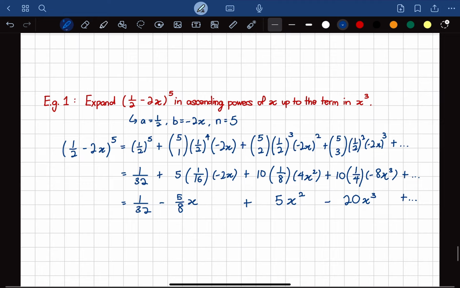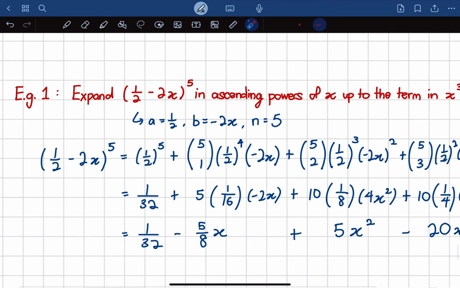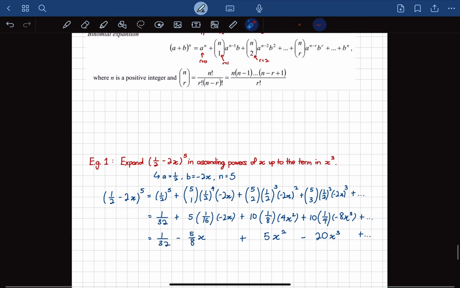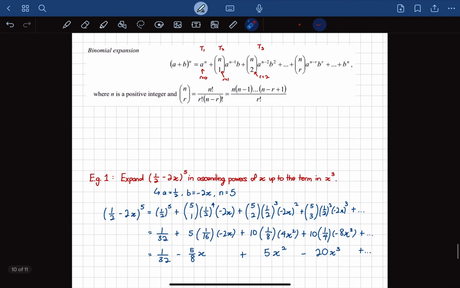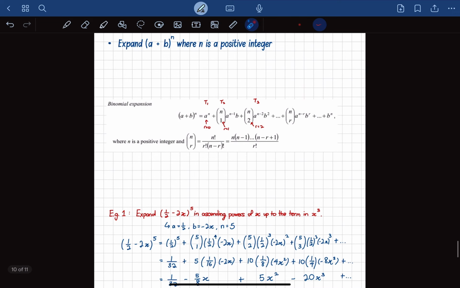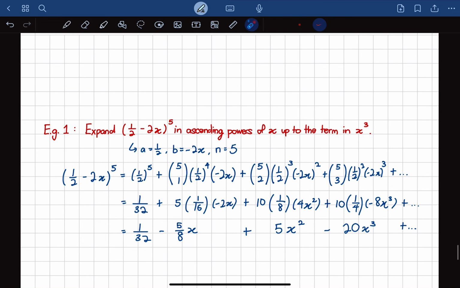So with that, by simply being able to identify which is your a, b, and n, and then applying into your formula directly, you can easily expand binomials raised to a certain power, as what we have gone through in this video. So that is the end of applying this skill in using binomial theorem to expand given binomials.